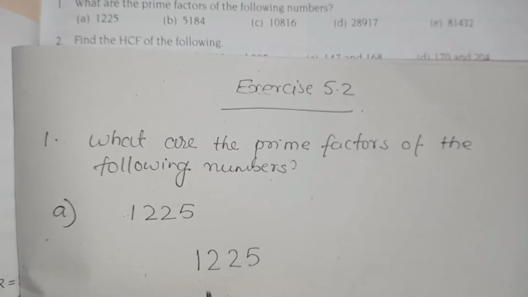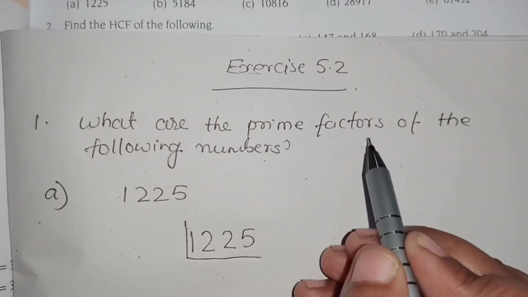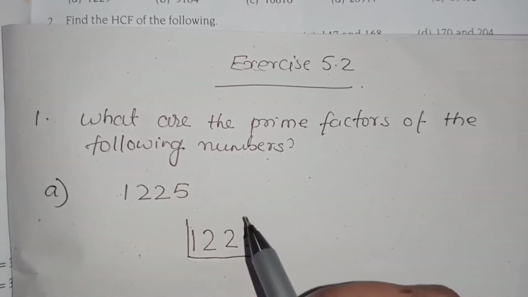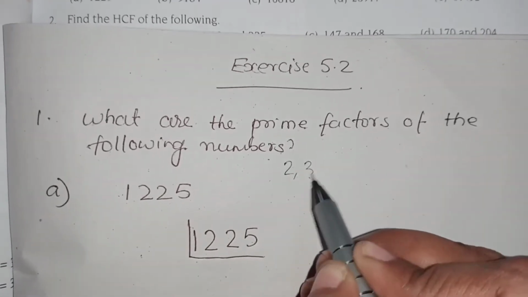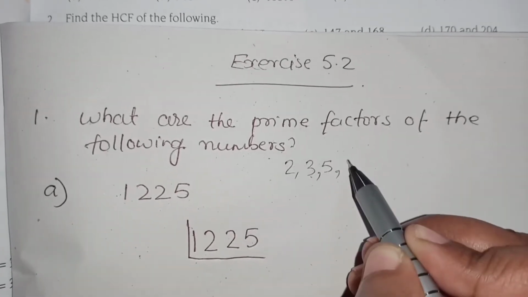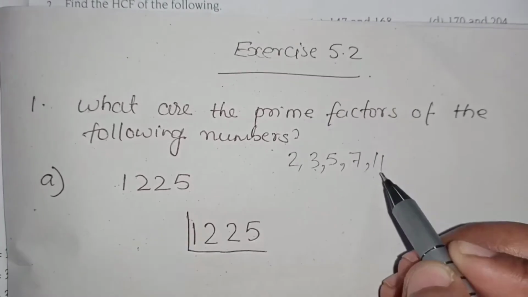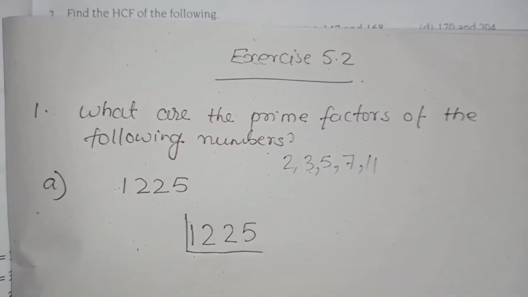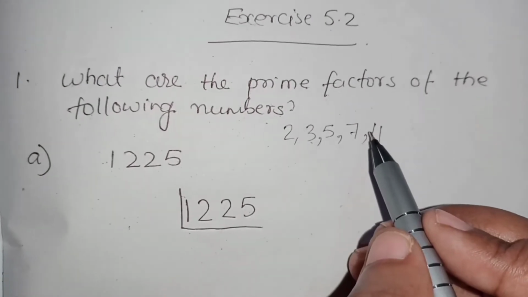1225. Now you have to find the prime factors. That means you have to use the prime numbers. Prime numbers start from 2. 2 is a prime number, 3 is a prime number, 5 is a prime number, 7 is a prime number, 11 is a prime number, and so on. These are the numbers that come only in their own table and the 1 table.